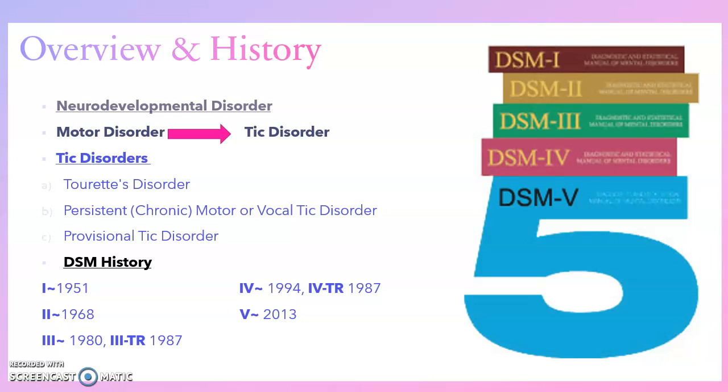The DSM-5 is the most recent edition, having been published in 2013. It lists Tourette's among the neurodevelopmental disorders alongside intellectual disabilities, communication disorders, autistic spectrum disorders, and ADHD. It's included in the motor disorders and is listed as a tic disorder.